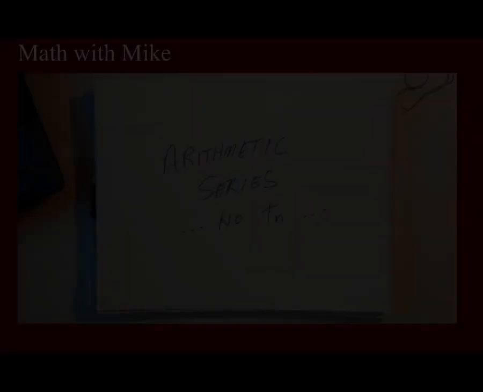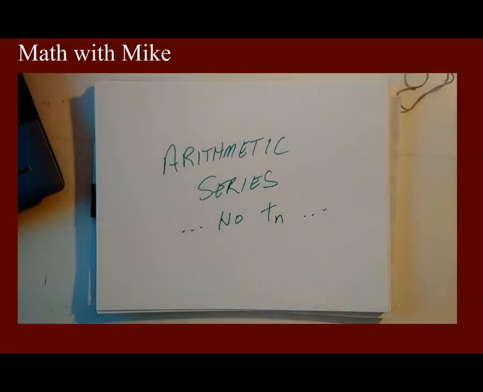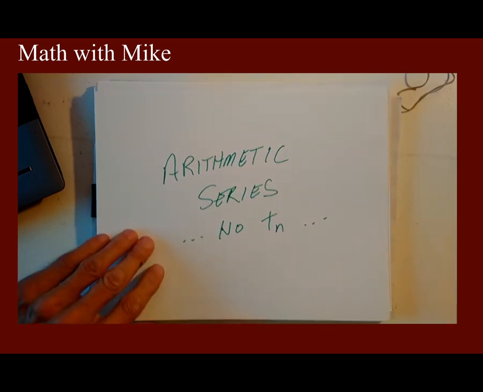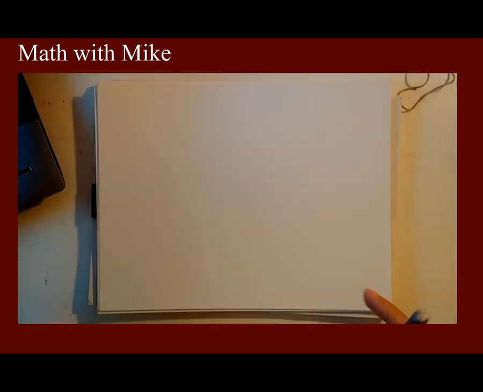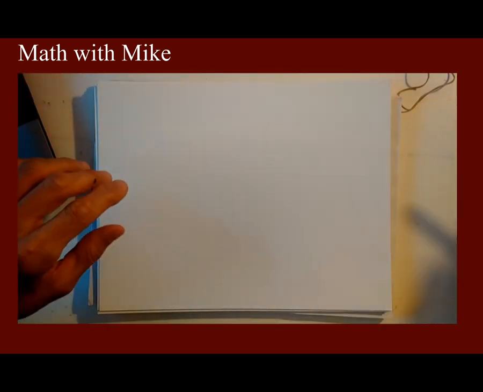Hello everyone. In this video we're going to be looking at arithmetic series where there is no last term. So we're only given the first few terms and we have to find the sum of, say, the first 200 terms or something like that. So this question is going to look like this. Not like that, we did that one already. It's going to look like this.